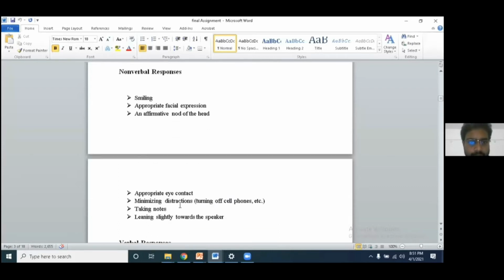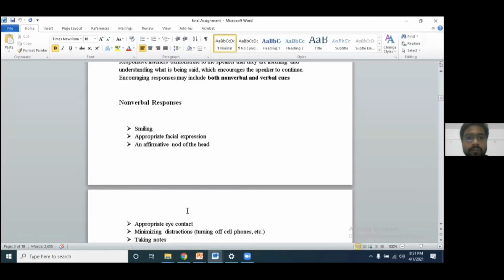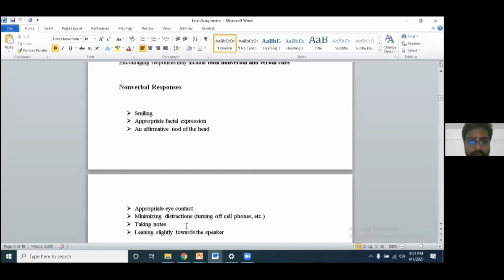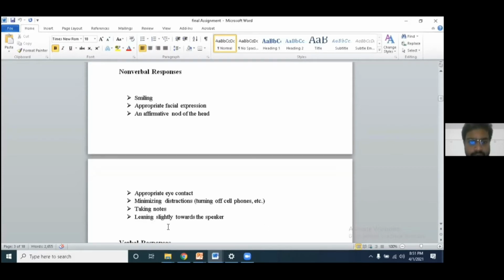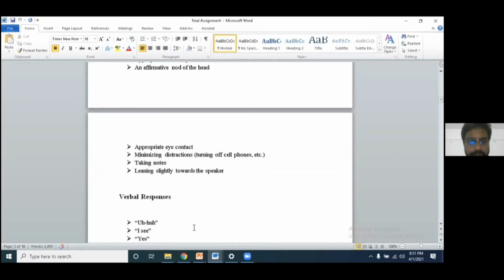Then comes appropriate eye contact. Sometimes we make eye contact with our teachers like that. That is also a part of nonverbal response. Also minimizing distractions, turning off cell phones, taking notes, and leaning slightly towards the speaker.